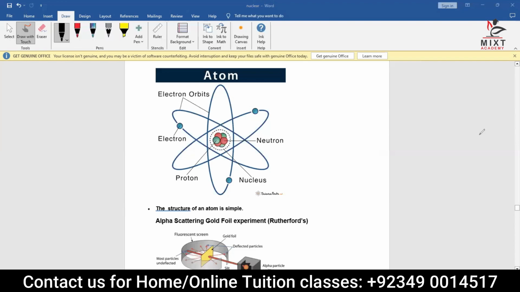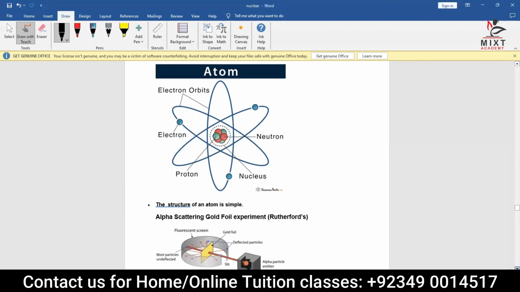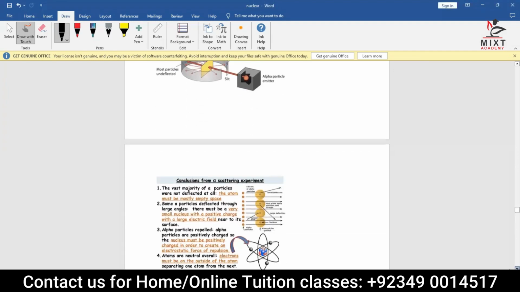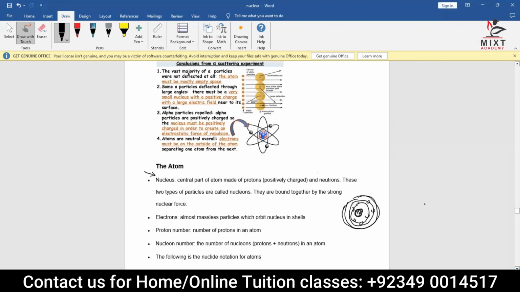So now I want you to put a heading, atomic physics, and write a few lines. Just write it down. An atom is the smallest entity of a matter. It consists of nucleus and electrons.